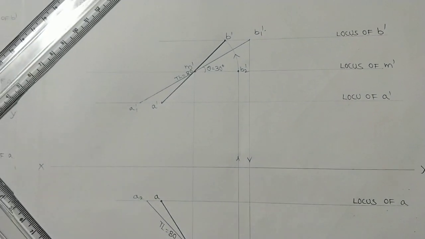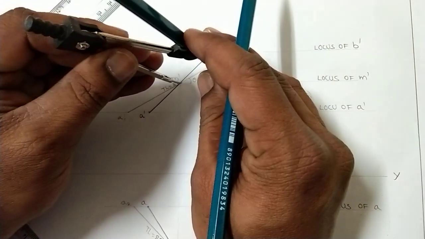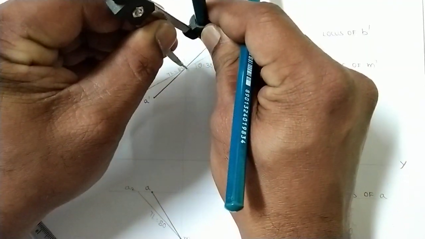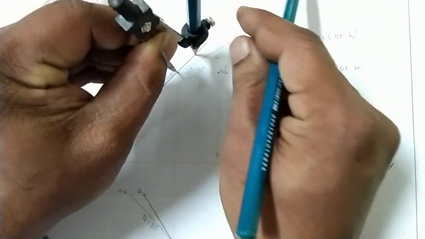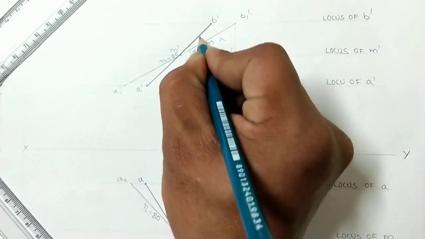And similarly, the true length inclination is denoted by theta, and the front view inclination with respect to the reference line is denoted by alpha. Let me show you that inclination also. Yes, this is alpha.